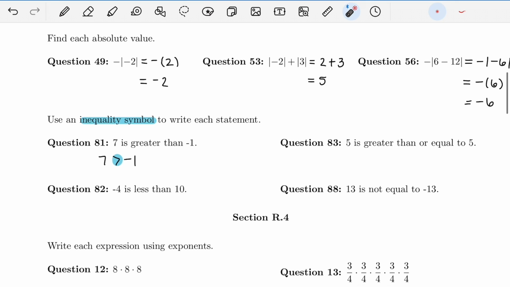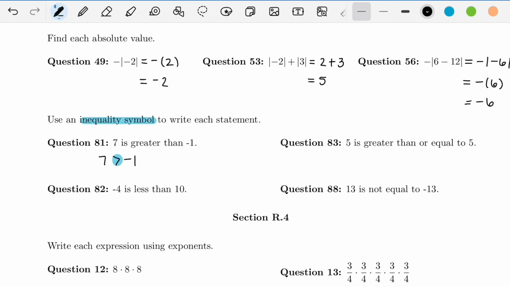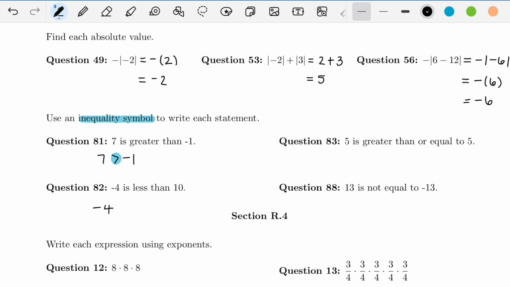All right, let's do question 82 now. We have negative 4 is less than 10. So negative 4. And then our inequality symbol is going to be pointing to the smaller number. So less than 10. All right, the inequality symbol we used in that case was our less than symbol.